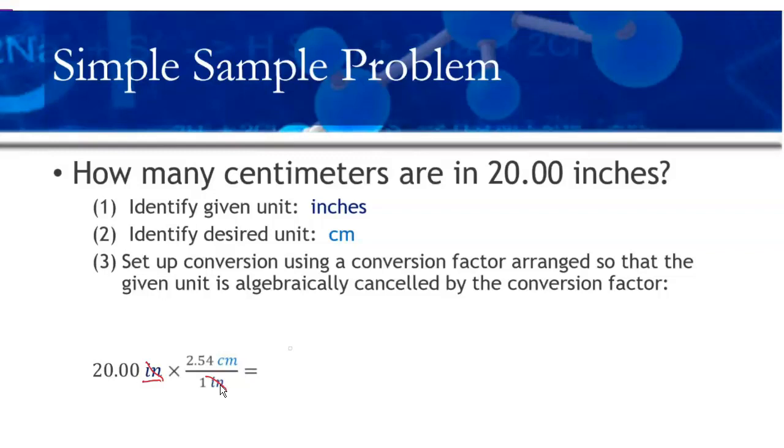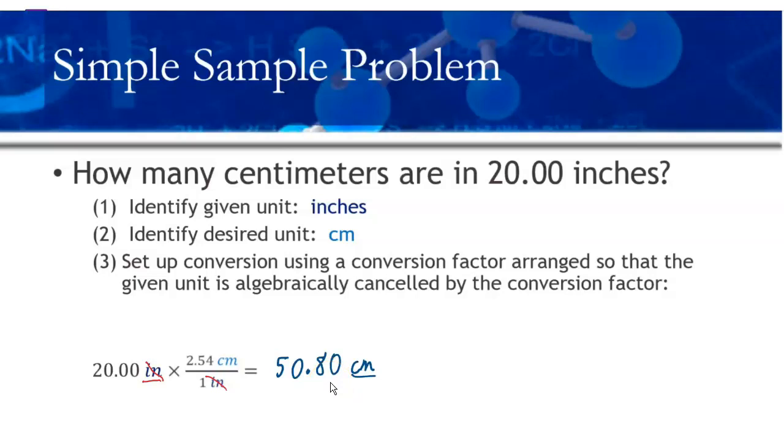So we get 50.80 centimeters. And we get centimeters because that's the unit that's left uncancelled. Notice that if I start with 4 significant figures here, and I multiply by a conversion factor that is exact with no uncertainty, then I can retain all four significant figures in my answer.